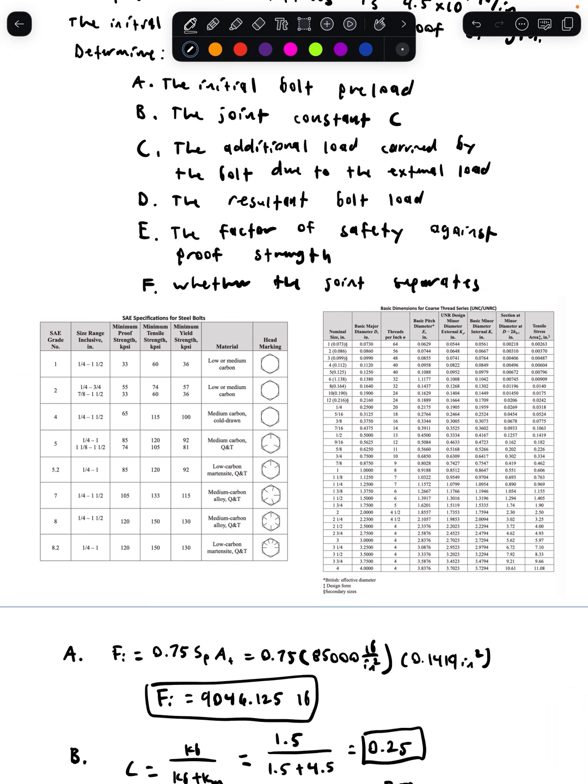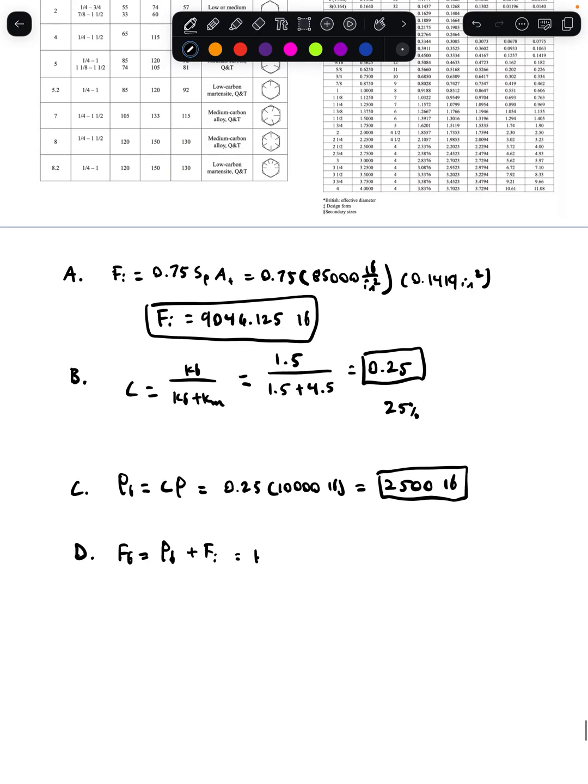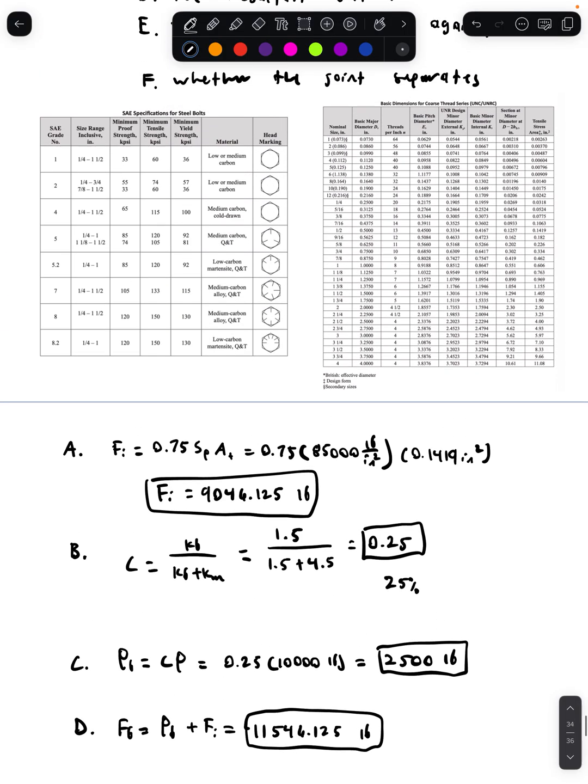Alright, and then for D, we're asked to find the resultant bolt load. So resultant bolt load is just what we found here, which is the extra load due to the applied force plus the preload. It's going to be 9,046.125 plus 2,500, which is 11,546.125 pounds. So this is the total force carried by the bolt. It includes both the preload, which would be due to tightening, and the load that the bolt carries due to an externally applied load on a member.